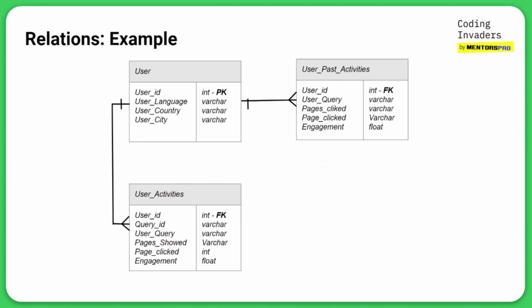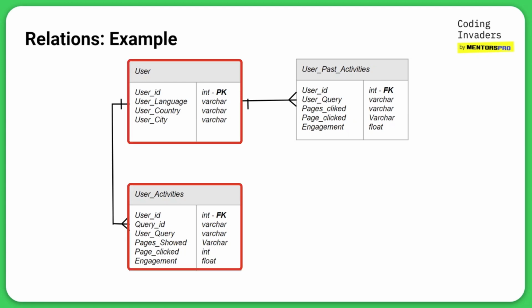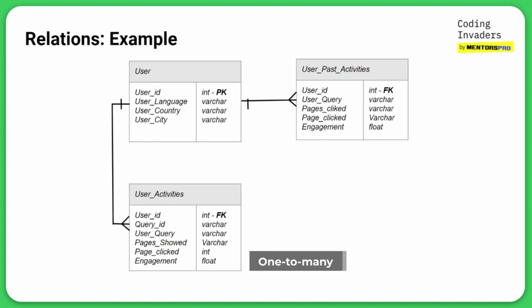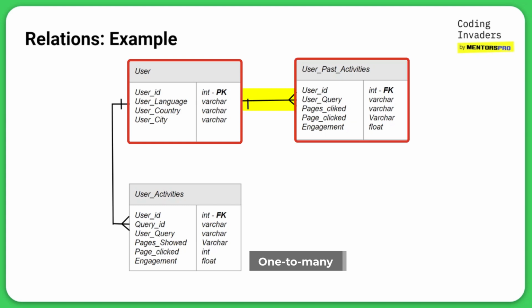Let's take a look at an example from our search engine case study database. In the user table, we have the user ID, which is unique and serves as the primary key. In the user activity table, we also have the user ID, but this time it is a foreign key and it refers to the user table. Keep in mind that the user ID is not unique in this table. If we examine the tables user and user activities, we can see that one user with a unique ID can have multiple query IDs, and user queries can click on many pages. This is why the relationship between these two tables is one to many. The same goes for the relationship between the user and the user past activities table.